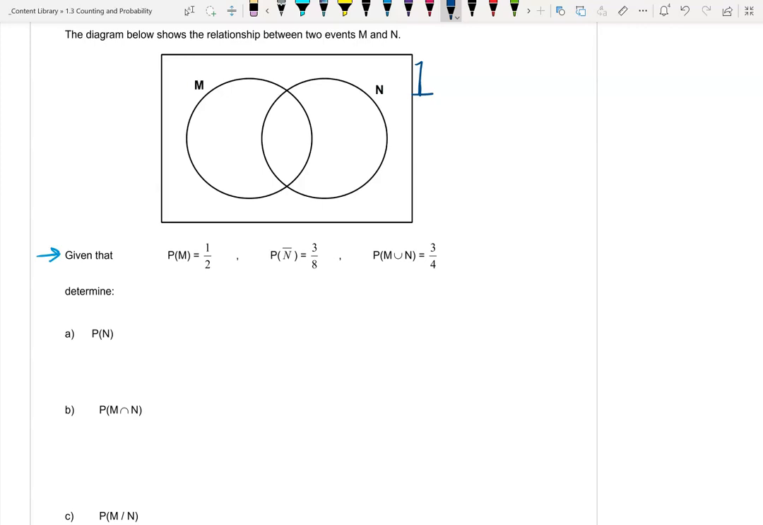So let's see if we can just use this information to fill out our Venn diagram. Our first piece of information tells us the probability of M is a half. So I'm going to place that up in my little semicircle to say that whole event M is worth a half. Our second one says the probability of not N is 3/8, which therefore tells me that the probability of N will be the complement, 1 take 3/8, which will be 5/8. And that's our answer to the very first question. So I know the probability of N is 5/8. So I'm going to place that in that semicircle.